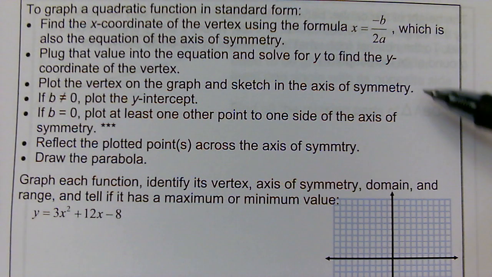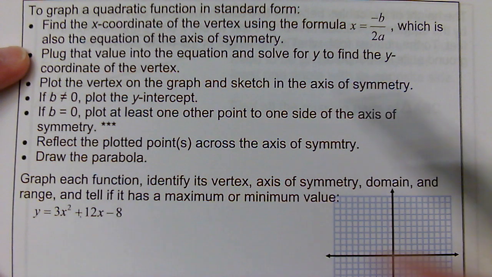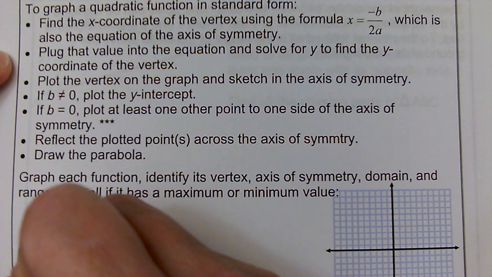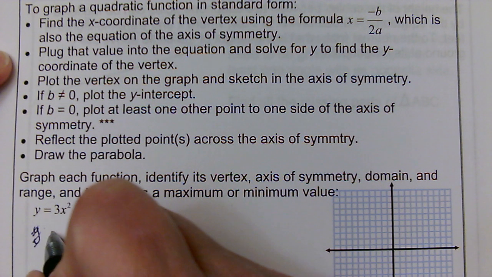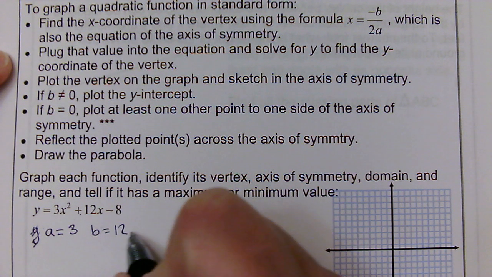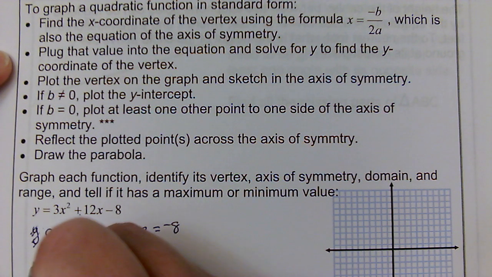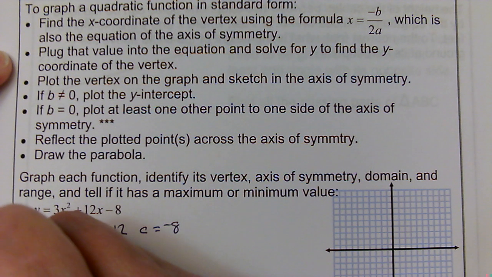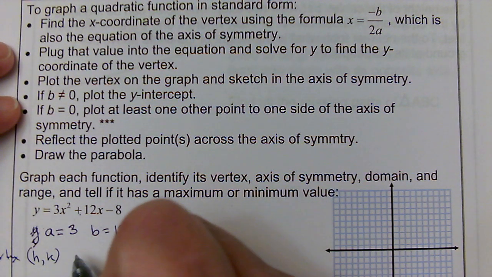So I'm going to go through these steps on this equation. In this quadratic equation, remember you always want to make sure it's in standard form first, so that's from highest to lowest power. This is already in standard form. So a is 3, b is 12, and c is negative 8. We call h and k the vertex instead of just x and y. They're kind of special, so we give them their own name.